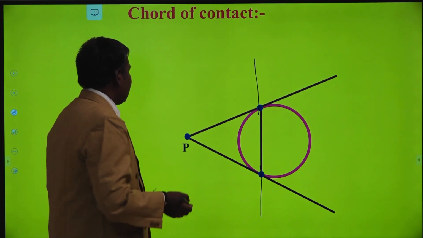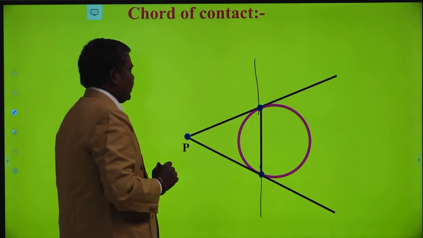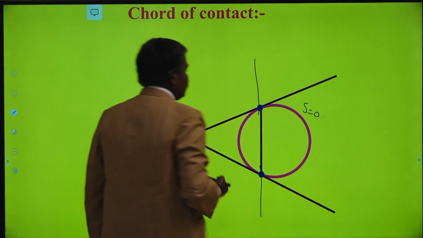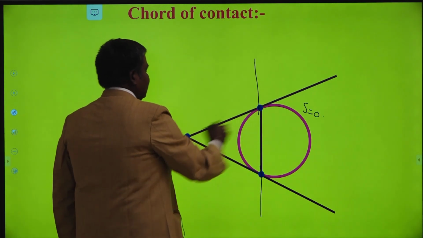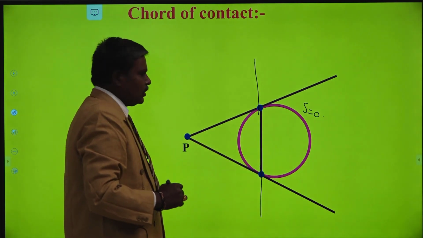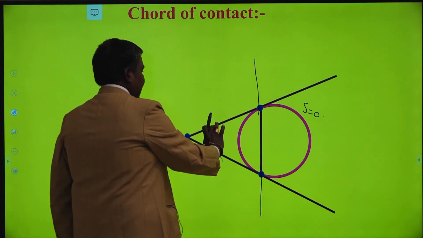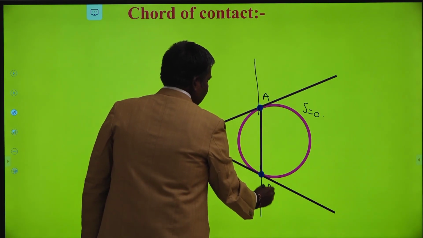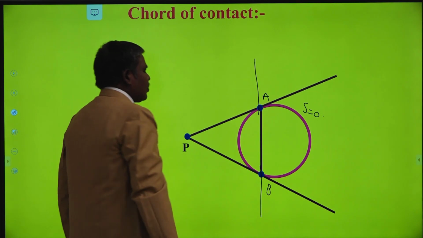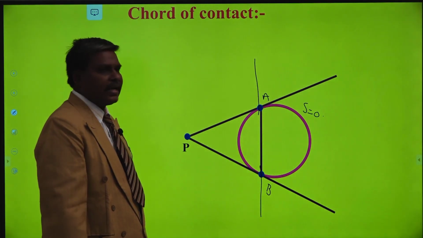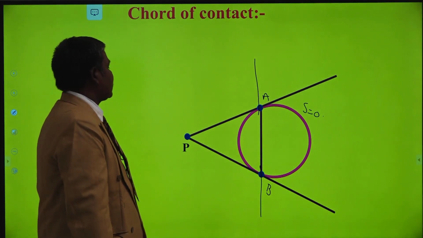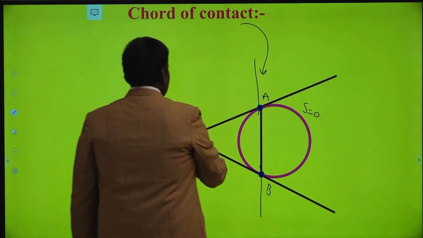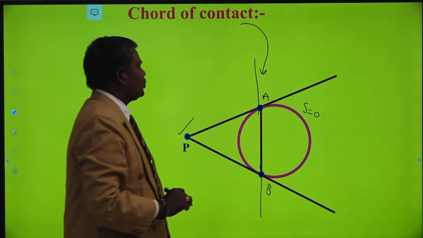What is the definition here? P is any external point to the circle S equals 0. This is any circle, S equals 0. You can draw 2 tangents from P to the circle. So these 2 tangents touch the circle at these points A comma B, say. Then the secant line through A comma B is called the chord of contact of P with respect to the circle. So this is called the chord of contact. Chord of contact is defined for an external point to the circle.